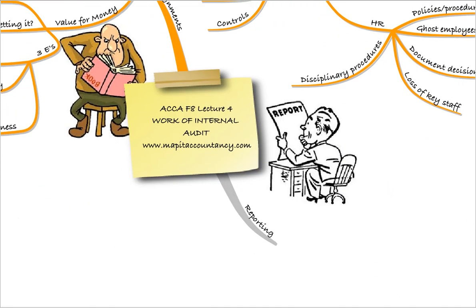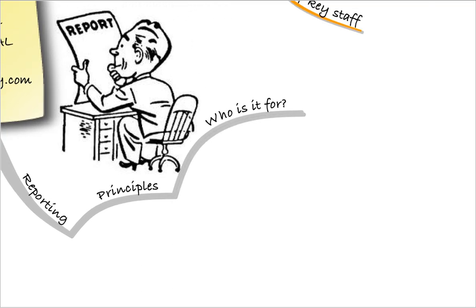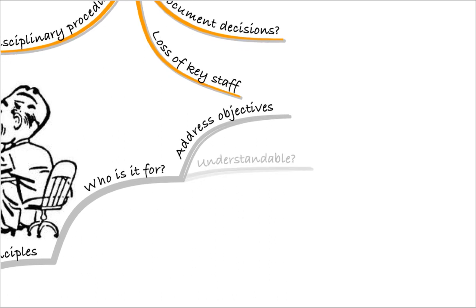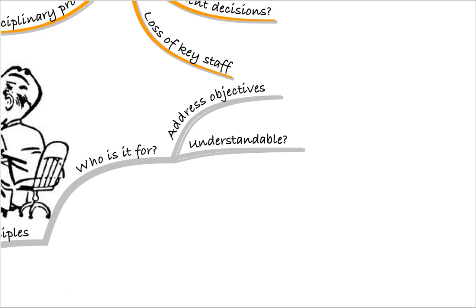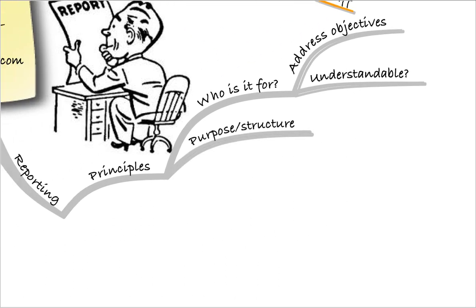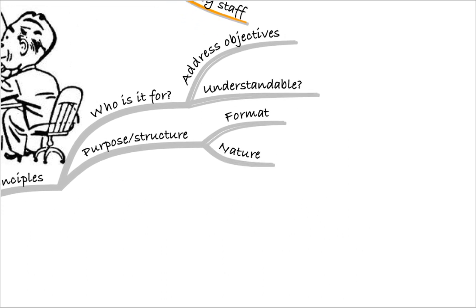Well, once we said they've carried out their assignment, then they have to report on that assignment. So the principles around the reporting procedures for internal audit. First of all, they'll ask, who is it for? So they'll address the objectives of the report and make sure that it's understandable depending on who they're reporting to. The purpose and the structure will be set out. It'll be in a clear format and it'll set out the nature of the assignment that's been undertaken.